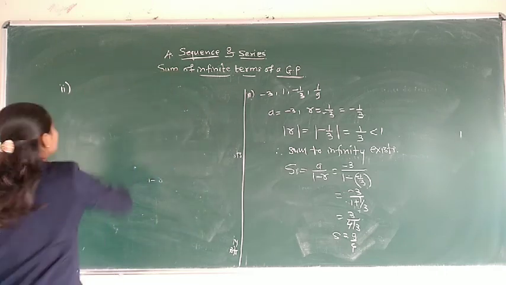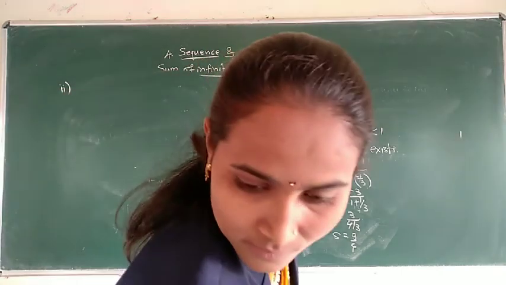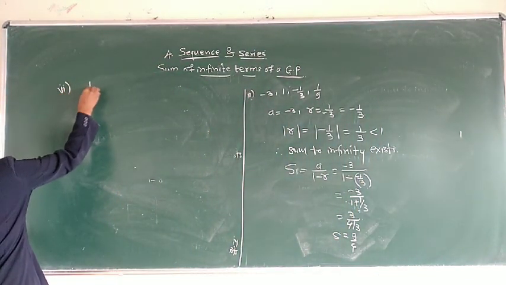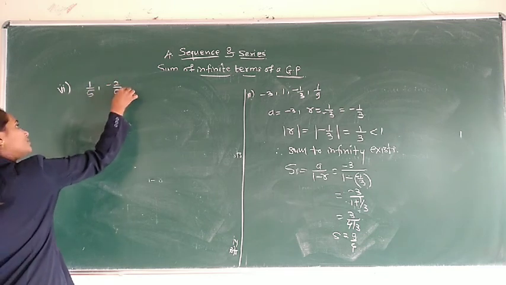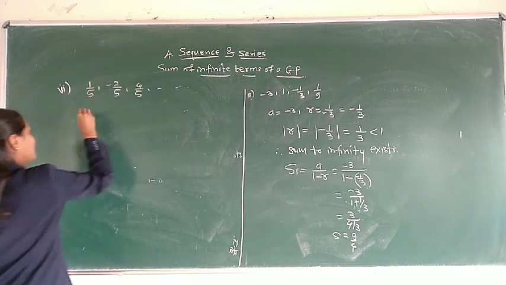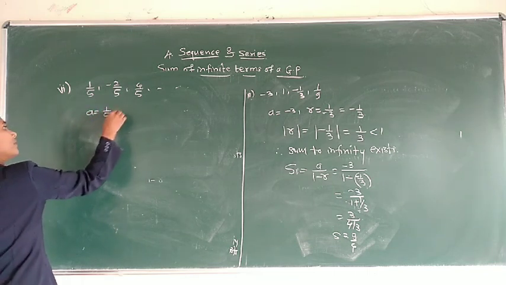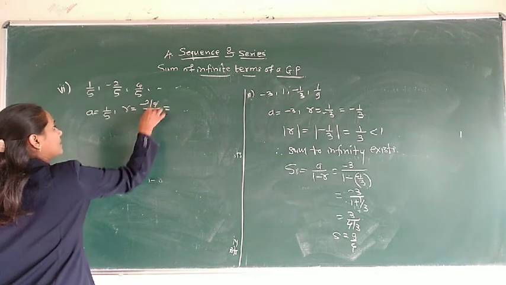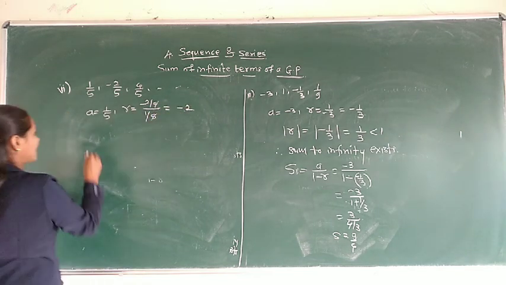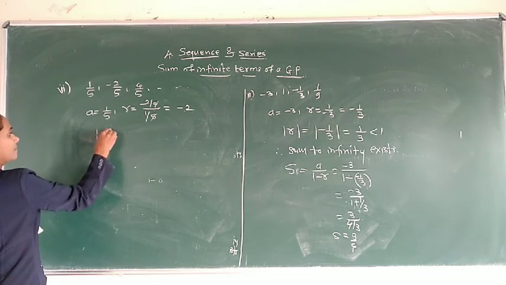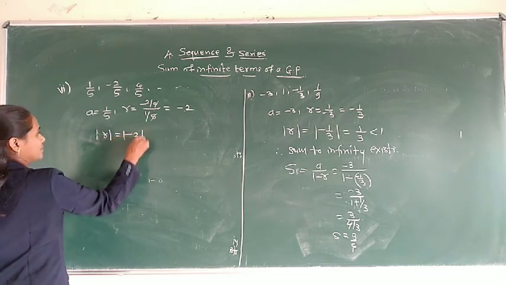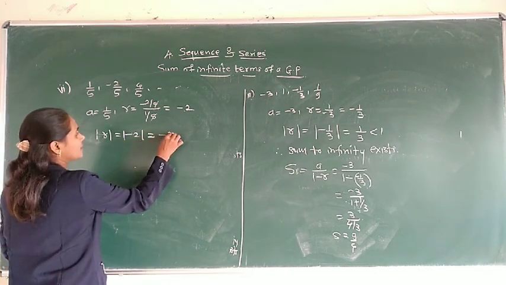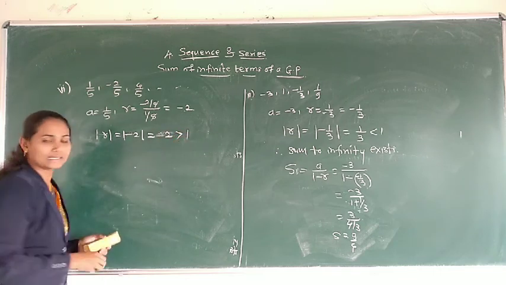Next, fourth sequence. 1 by 5, minus 2 by 5, 4 by 5 and so on. Now A is equal to 1 by 5. R is equal to minus 2 by 5 divided by 1 by 5. Here 5 will get cancelled, minus 2 upon 1, so minus 2. Now take modulus R is equal to modulus minus 2. Removing the modulus, mod minus 2 is equal to only 2 and which is greater than 1.